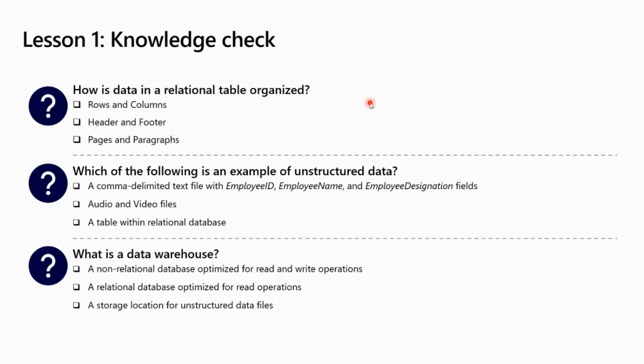So, just a knowledge check. I will keep a pause here. How is the data in a relational table organized? Rows and columns, header and footer, pages and paragraphs. And second question, which of the following is an example of unstructured data? A comma delimited text file with employee ID, employee name, employee designation fields, audio and video files, a table within a relational database. And what is a data warehouse?